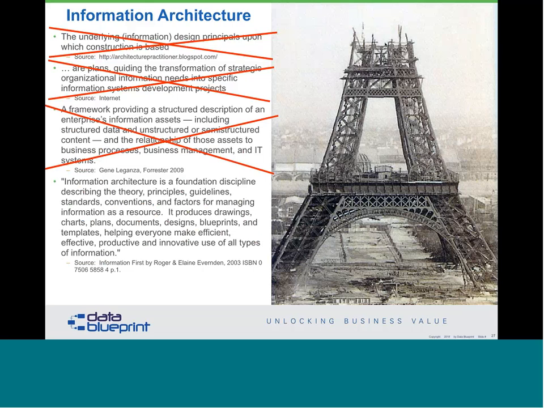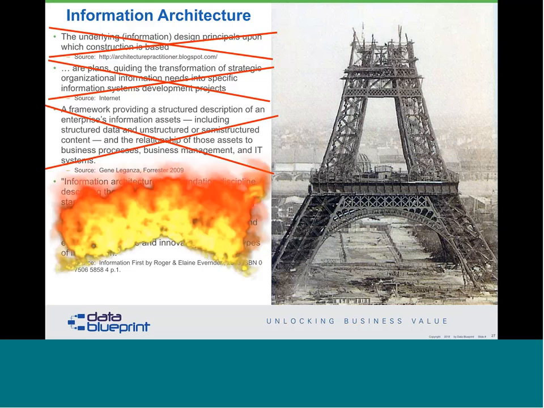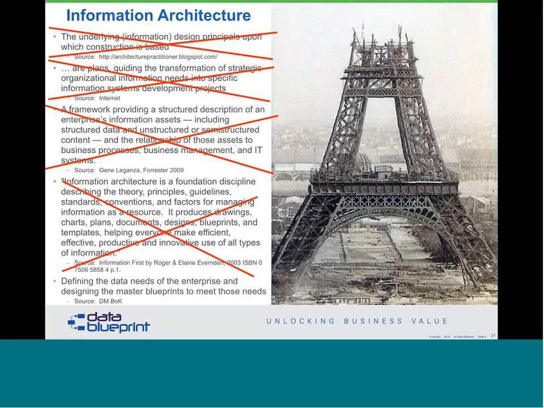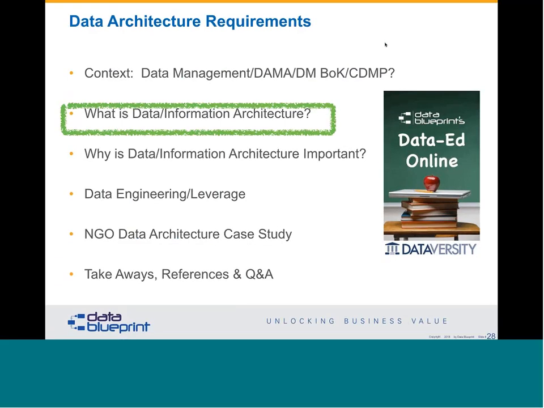Can you imagine getting in an elevator with an executive and they say, so you're our new information architect, what do you do? And you say, well, I provide a foundational discipline describing theories, principles, guidelines, standards, conventions, and factors for managing information as a resource, producing drawings, charts, plans, documents, designs, blueprints, and templates, helping make everybody efficient, effective, productive, and innovative in all types of information. No, again, I do not like it. Even our DMBOK definition, defining the data needs of the enterprise and designing those master blueprints, I consider to be inadequate. So let's move a little further.